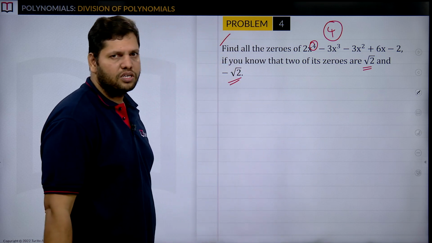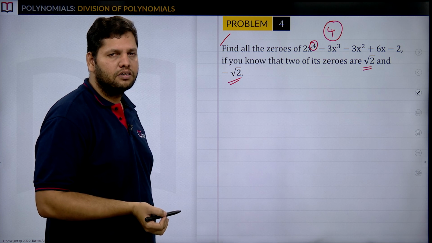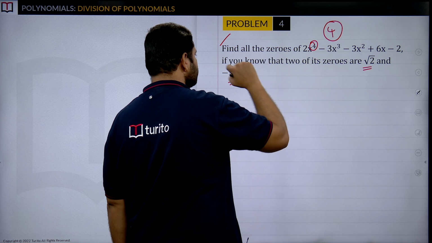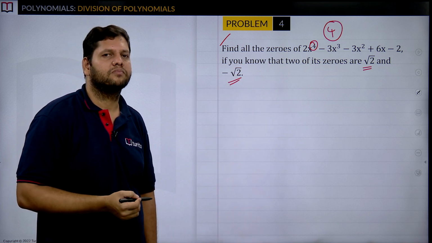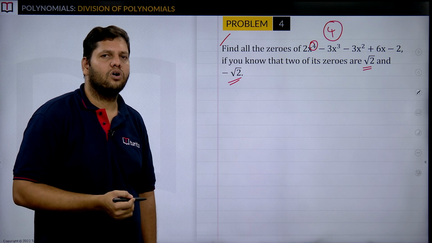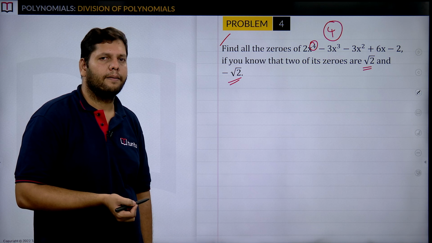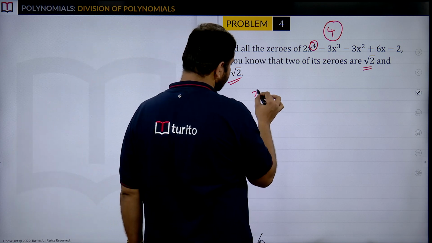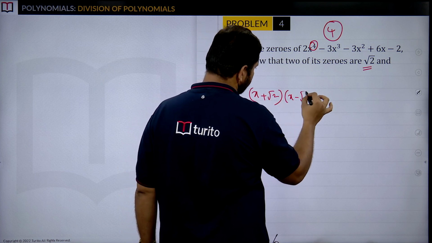If you know the 2 zeros, children, how can we form the quadratic polynomial? Tell me, children. One zero is root 2, another zero is minus root 2. So I want to build a quadratic polynomial. How can we form it? Okay, it's very simple, children. We can write it as x plus root 2 into x minus root 2.